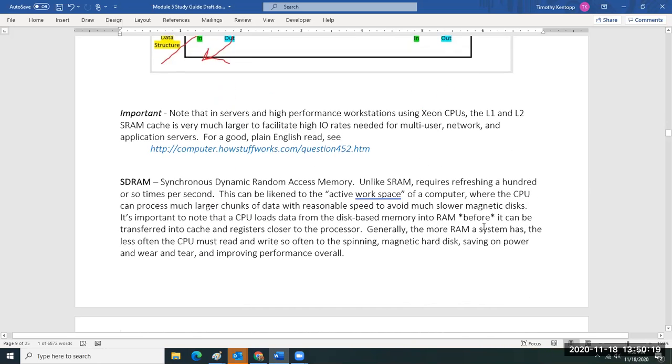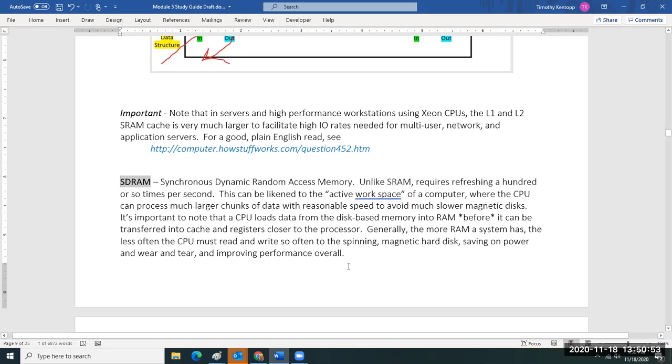The important thing to remember is that your active workspace on the computer, the workbench, is your SDRAM. Now I want you to see the difference here. SDRAM is the random access memory, the main memory of the system. SRAM, that's cache memory. It's very small, it's very fast, it's closer to the CPU. That is not main system memory, right? So don't get confused between SRAM and SDRAM, okay?